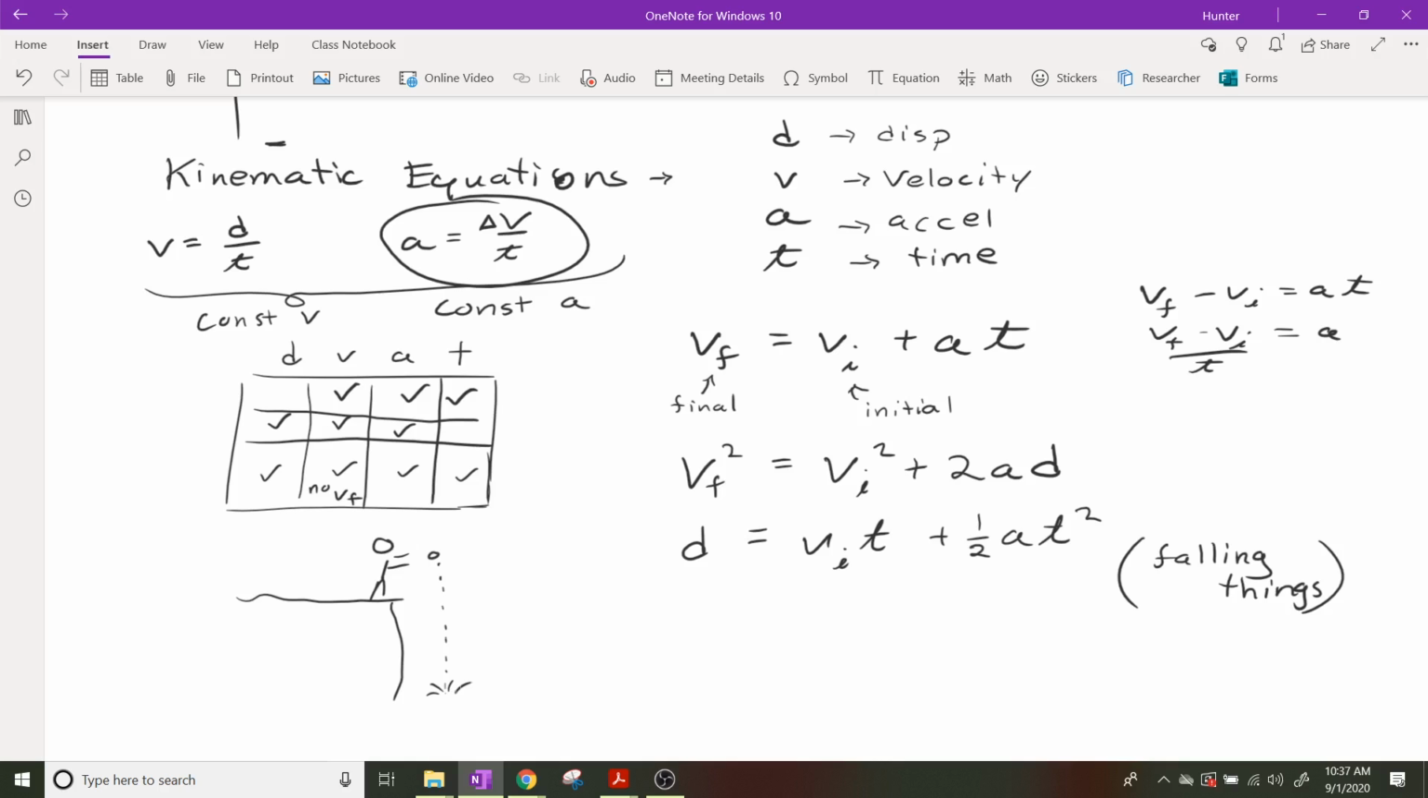Okay? So we can use these kinematic equations, and that last one, this bottom one down here, is golden for falling things. It's golden because you have all of the information that you need. If you have a stopwatch and you know that you're on Earth, you can find out how tall something is just by timing how long it takes to fall.